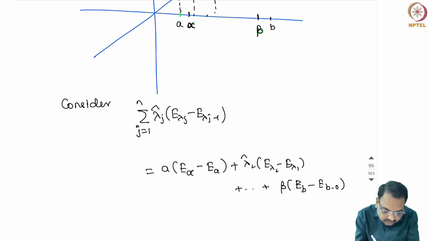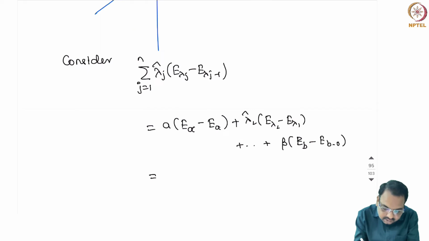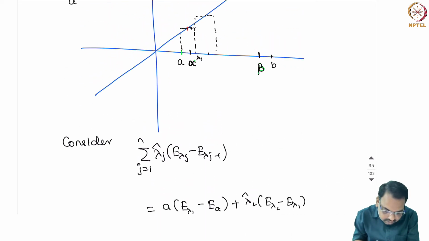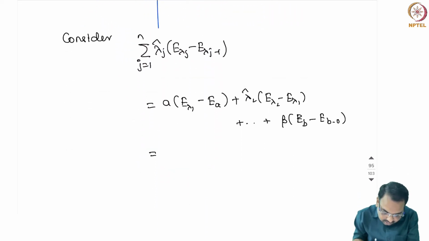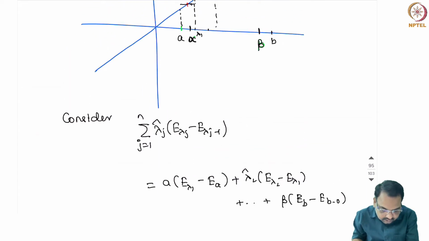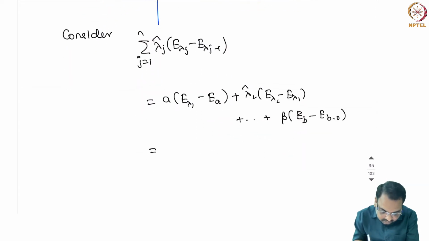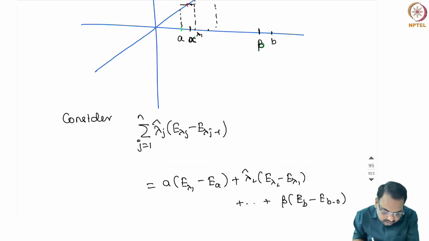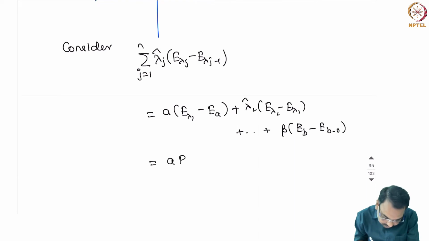So let us say this is lambda 1. So here you will get E lambda 1, and this is lambda naught, which is A. So EA you will get 0 because it is less than alpha. The first one you will get as A into E lambda 1, that is P1, and remaining everything you will get 0 because E lambda 2 and E lambda 1 are same, and finally you get beta times.